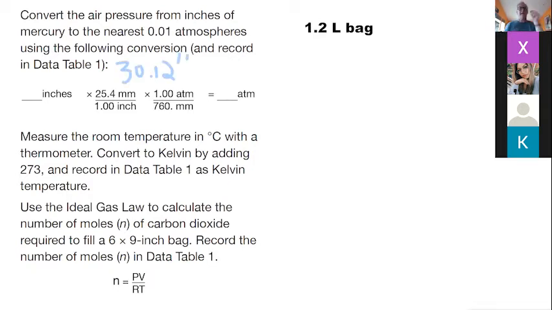So if we have 30.12 inches, how many atmospheres is that going to be? I want to do the math. 1.01 ATM. Yeah, it's going to be close. So 1.01. Okay, so that's our atmospheric pressure. I pretty much knew it was going to be close to 1.